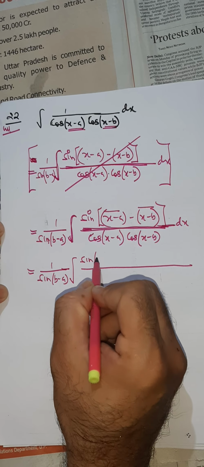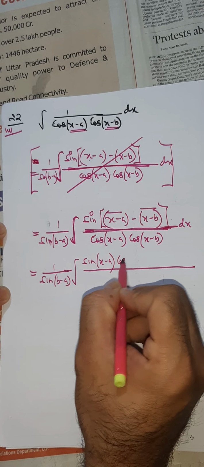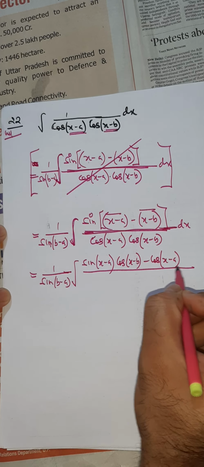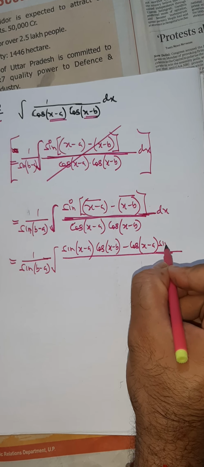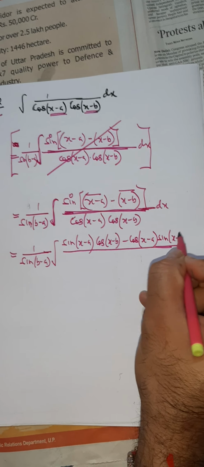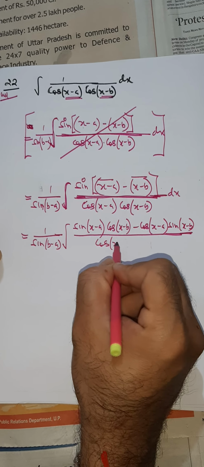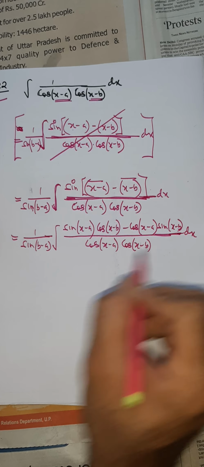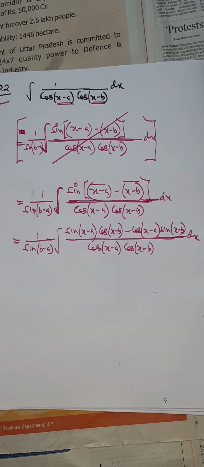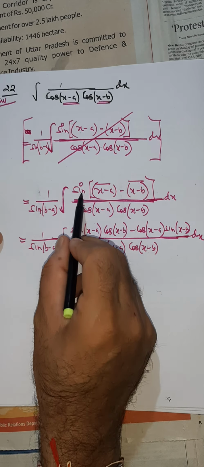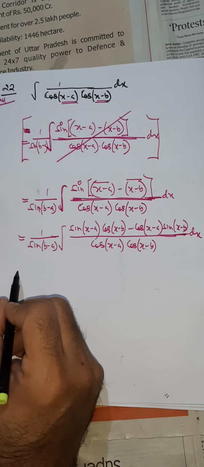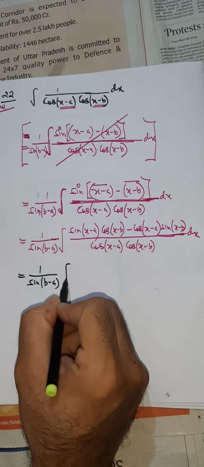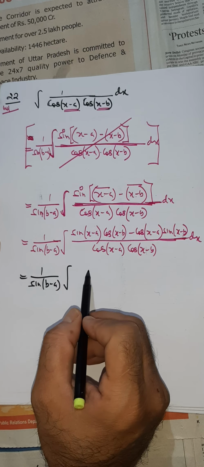So sine x into cos y minus cos x into sine y, upon cosine x minus a into cosine x minus b, the whole dx. What I did, numerator just expanding: sin x cos y minus cos x sin y. Now do individual division. Sine of b minus a outside as it is, this upon this.